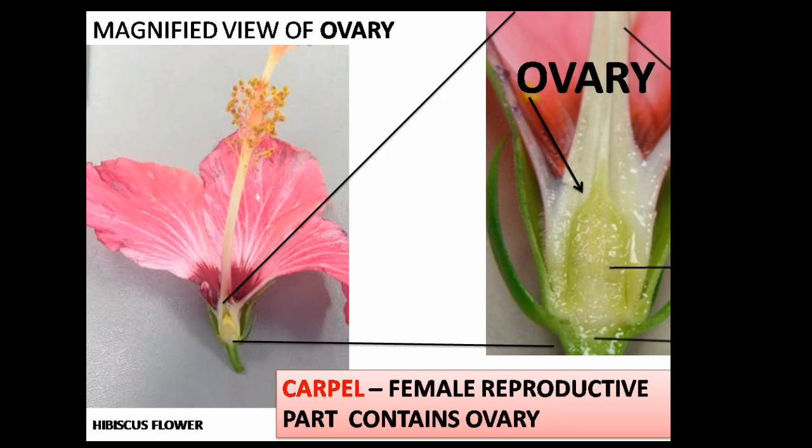When we cut the hibiscus flower into 2 halves, we can find ovary. This is the magnified view of ovary. The carpel, female reproductive part, contains ovary, and ovary is known as future fruit.